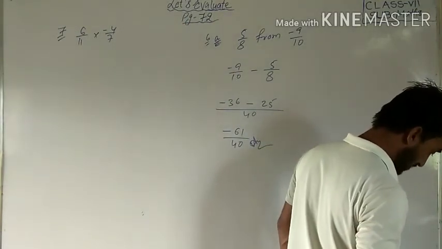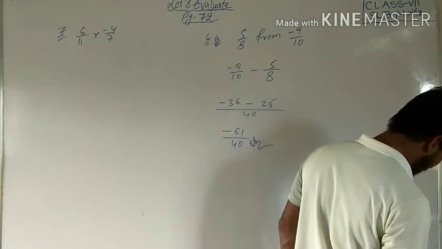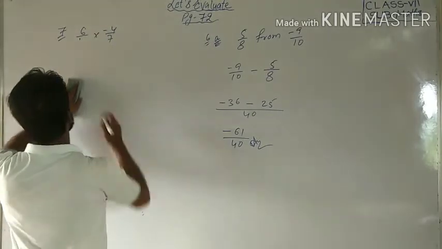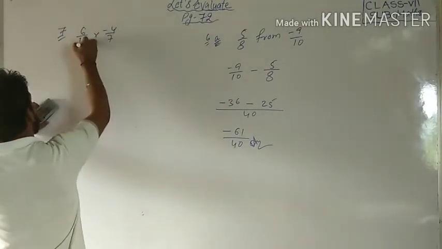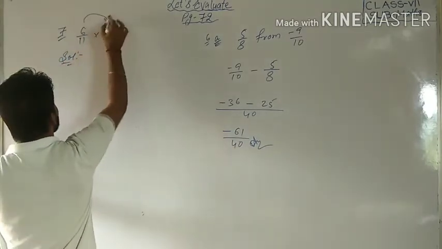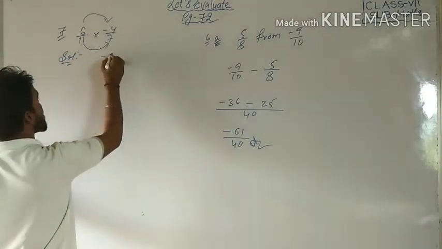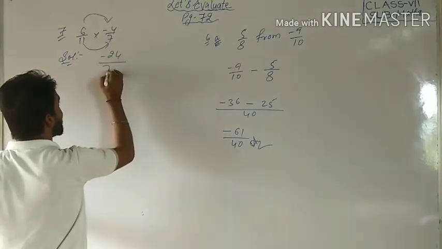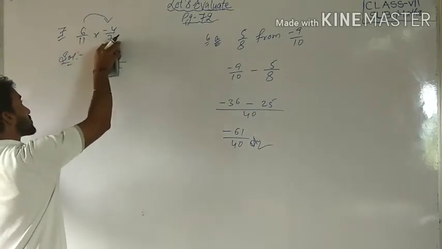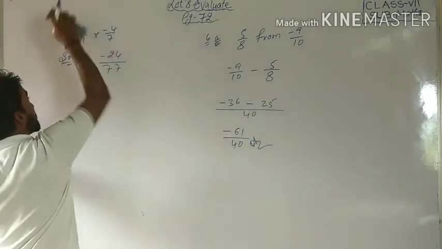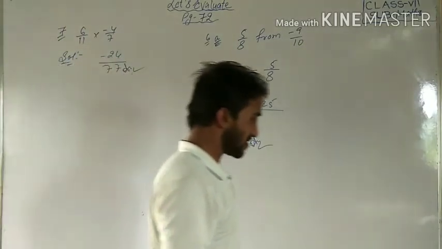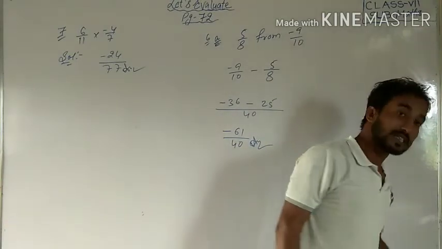6 by 11 into minus 4 by 7. Yes. What will we do, students? How do we multiply? I think everybody knows very well. It means 6 times 4 is 24, minus 24, and 11 times 7 is 77. Understood, students? So minus 24 by 77. It's very simple.